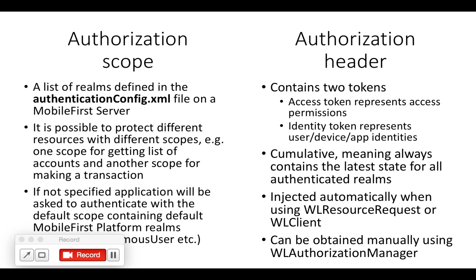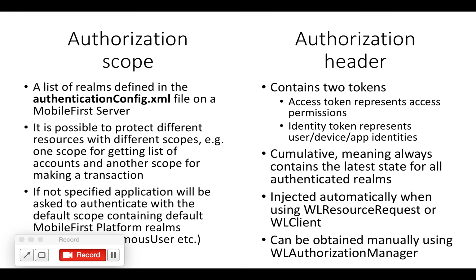So, of course, it is possible to protect different resources with different scopes. For example, you can have one basic scope for getting a list of accounts, and a different scope for actually making a transaction. So in case you want to step up your authentication, you can have basic credentials, like just an account number, required to see the list of accounts. And you might require some more advanced credential like PIN code or password for actually making a money transaction.